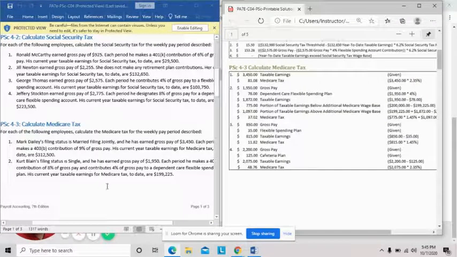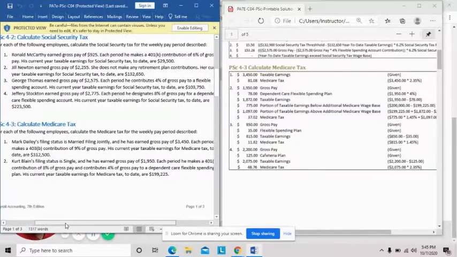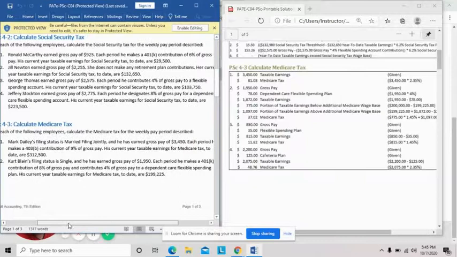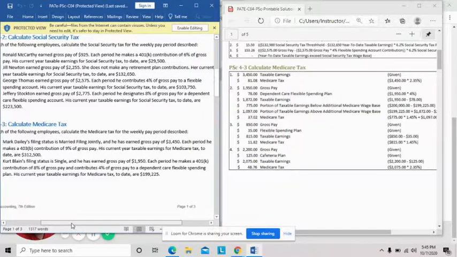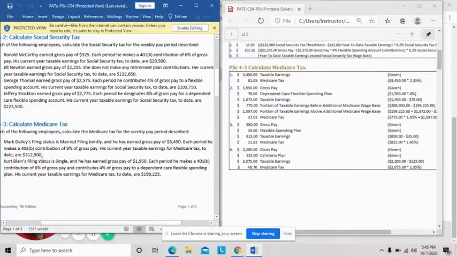Okay, for number two, Kurt Blaine down here. Kurt Blaine, filing status is single, and he has earned a gross pay of $1,950. Each period he makes a 401k contribution of 8% and contributes 4% of gross pay to a dependent care flexible spending plan. His current year taxable earnings for Medicare tax to date are $199,225. So I go here, that's given, $1,950, right?